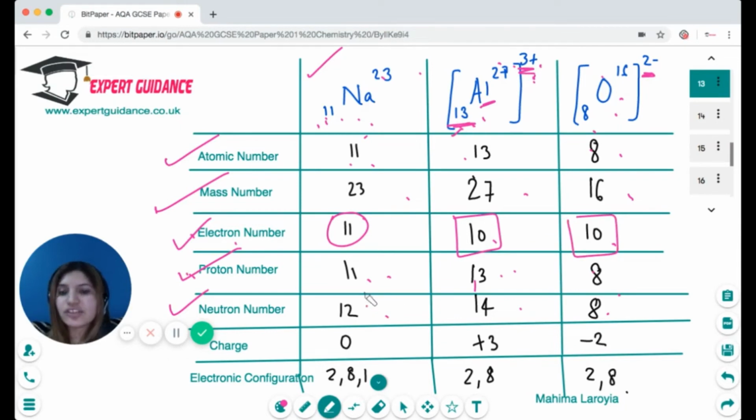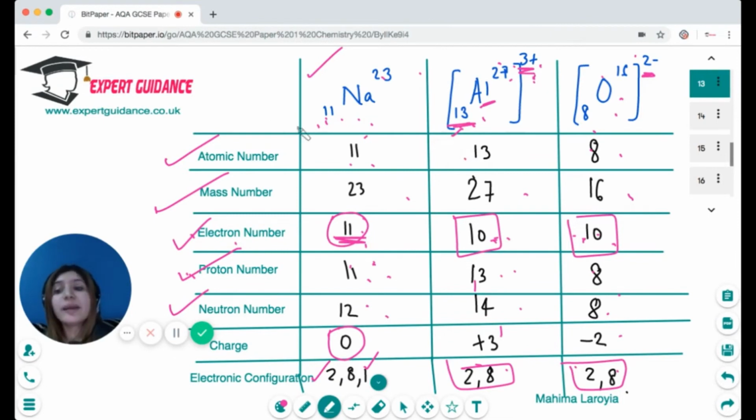Okay, so the charge is the proton number take away the electron number. So here it is an equal number, so it is 0. Here the charge is +3. Here the charge is -2. Now for electronic configuration, since the electron number is 11, it is 2 in the first shell, 8 in the second shell, and the leftover 1 in the third shell. These both have 10 electrons. So 2, 8, a full outer shell configuration, you will have for all these ions.